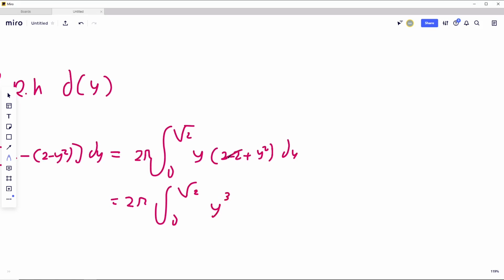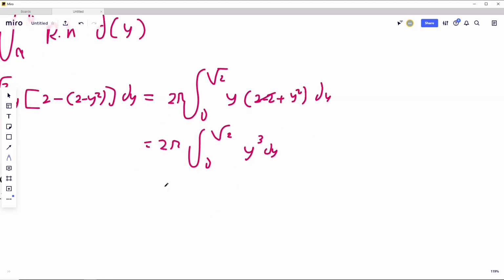Y to the power 3, as you can see, these cancel and then these multiply. Anyways, y equals 2 pi, integrate immediately, so y to the power of 4 over 4 from 0 to square root of 2. And just replace 2 pi, 0 cancels nicely, and you're left with square root of 2.